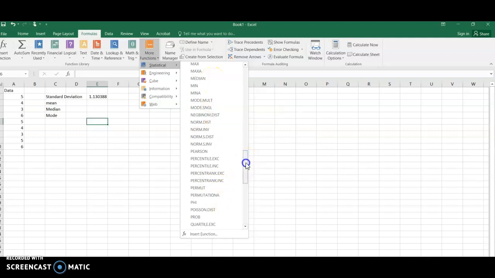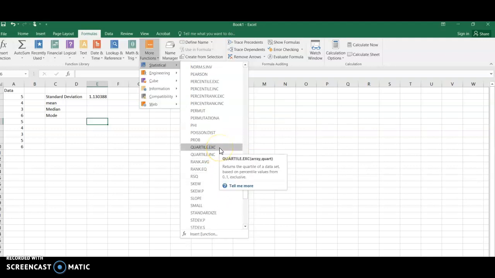If you go down a little farther, you have the quartiles, and we would use the quartile EXC. If you have any questions, just ask.